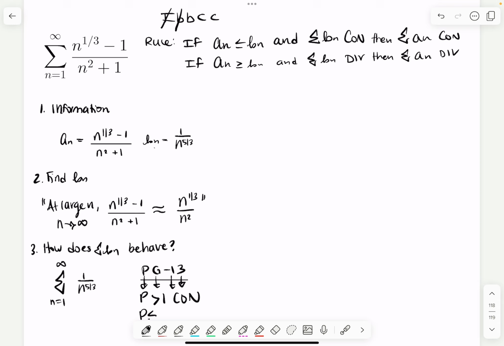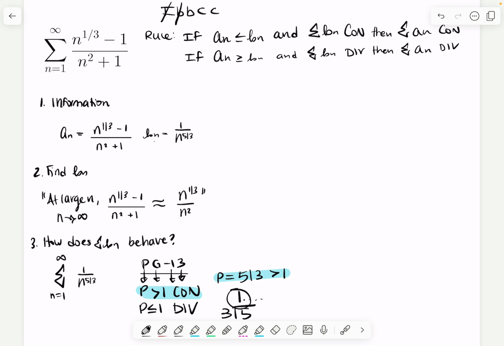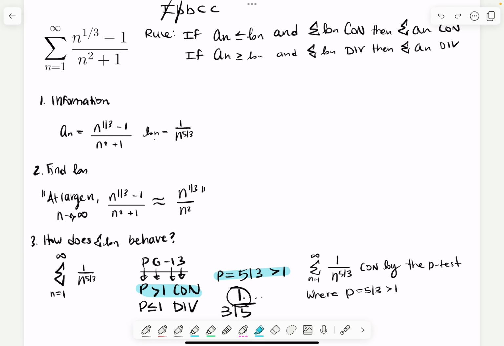And then the opposite is true: less than or equal to 1 diverges. And since p is equal to 5/3, if you have no number sense, you can literally just divide 5 by 3. It goes into at least one time. We don't have to finish, because now I know that if it goes into at least one time, it's going to be greater than 1. So therefore, this series B of n converges. So now we know the behavior of the series B of n. We know that it converges.